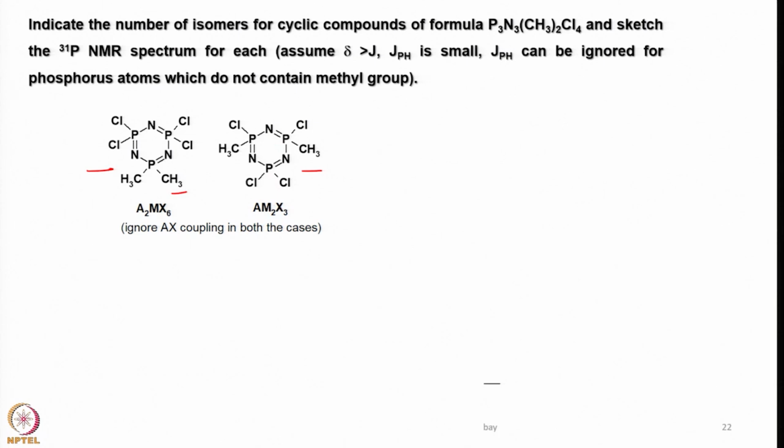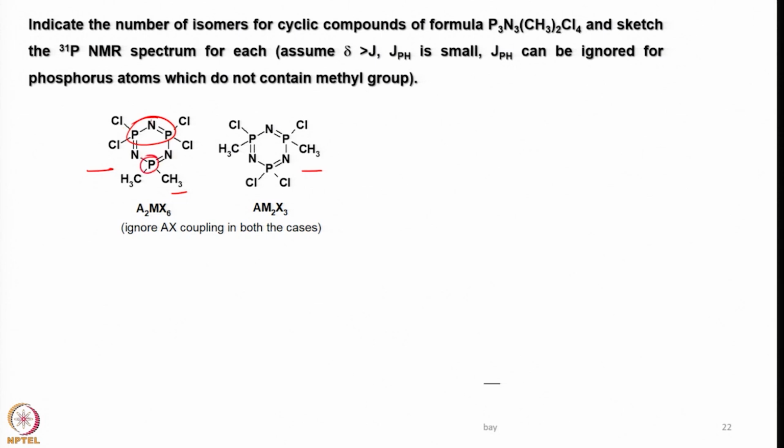So let us look into how the NMR is going to look. Ignore AX coupling in both the cases. Because A and X are far apart, you can ignore the coupling. Only you can see the direct coupling. So here for example a 2-bond PH coupling can be considered, and the rest of the long range coupling can be ignored. Now if we look into this one, these two are identical and this is different.